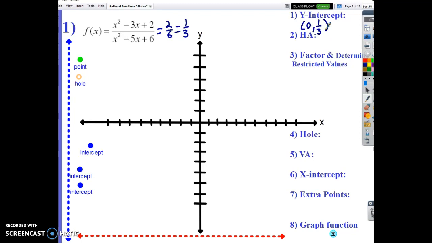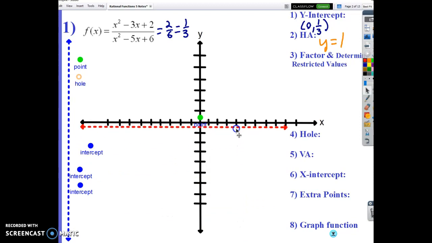If we find the horizontal asymptote, we see that the exponents are the same, so that means we're going to divide coefficients. So 1 divided by 1 is 1, so we get our horizontal asymptote at y equals 1. Okay, I'm going to go ahead and just throw the point on at 0, 1/3. And then we have our horizontal asymptote. I'm going to drag up, and that goes at y equals 1.